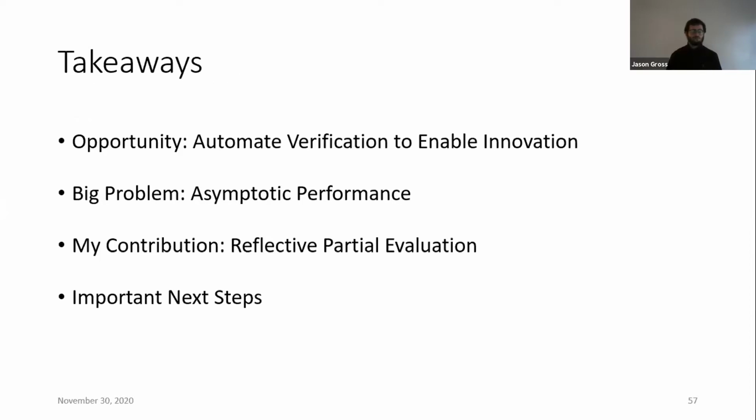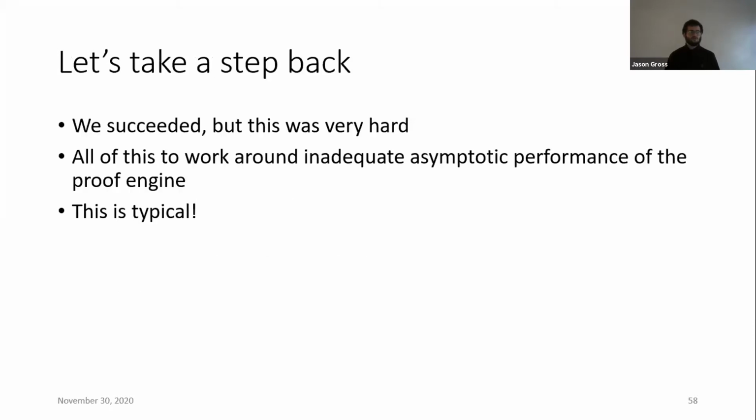And so we've seen the opportunity to automate verification to enable innovation. We've seen the big problem in interactive proof assistants of asymptotic performance. And we've seen my contribution of reflective partial evaluation. And now I want to turn to what I see as important next steps for the field of verification. Let's take a step back.